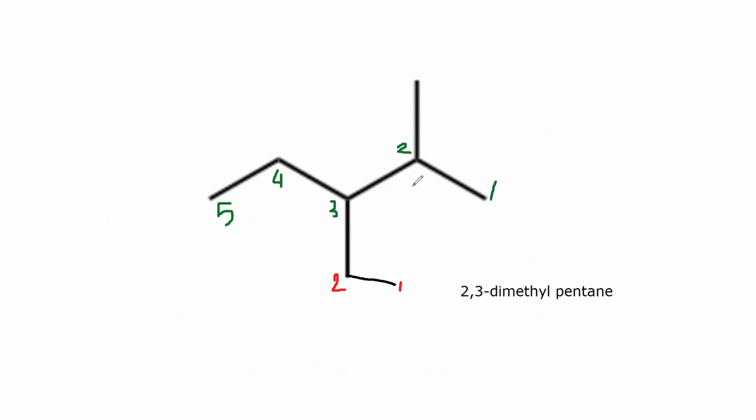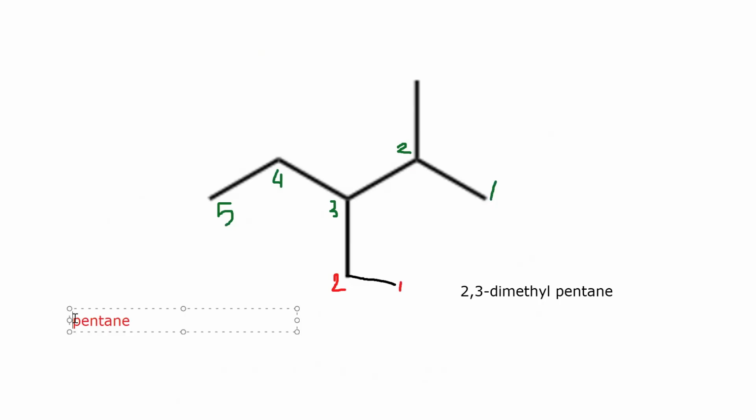How can we name it now? In this case, we will follow the same numbering order because the closest branch is here. So this will be carbon number 1. The closest branch is on carbon 2. In this case, it is pentane as well. So we'll write pentane. This is the last part of the name, and the first half of the name is the branches. We have a methyl group on carbon number 2 and an ethyl group in carbon number 3.